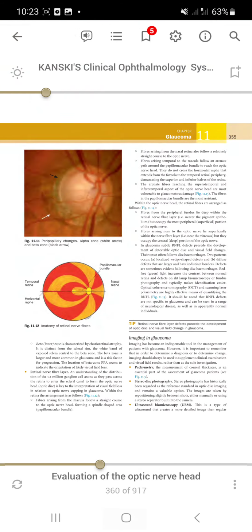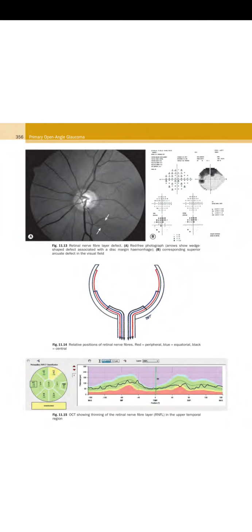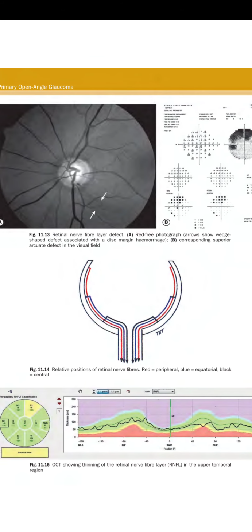So we can see figure 11.15. It is showing the RNFL defect. A is showing the red free photograph, so you can see that there is a wedge shaped defect associated with the disc margin hemorrhage. B is showing the corresponding superior arcuate defect in the visual field.